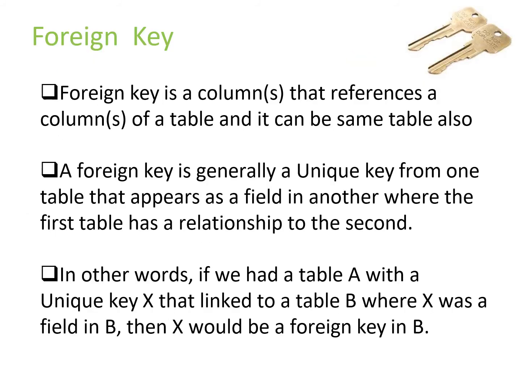Then comes foreign key. A foreign key is a column that references a column of a table, and it can be the same also. A foreign key is generally a unique key from one table that appears as a field in another, where the first table has a relationship to the second. In other words, if we had a table A with a unique key X that linked to a table B where X was a field in B, then X would be a foreign key in B. Okay, no worries if you could not understand.